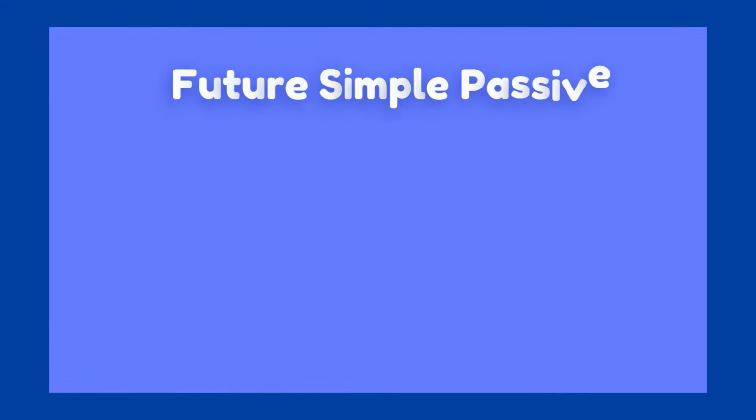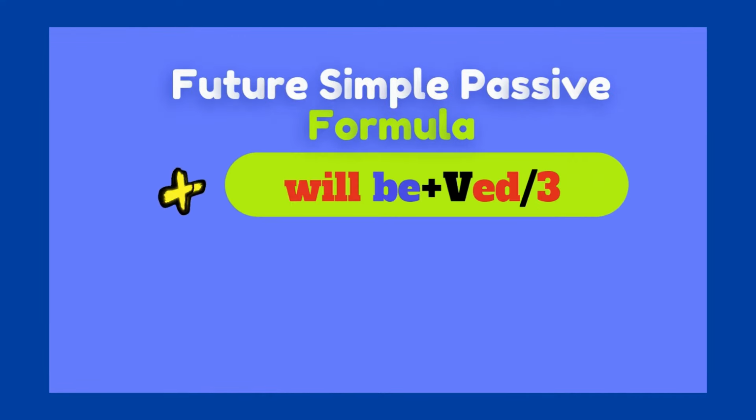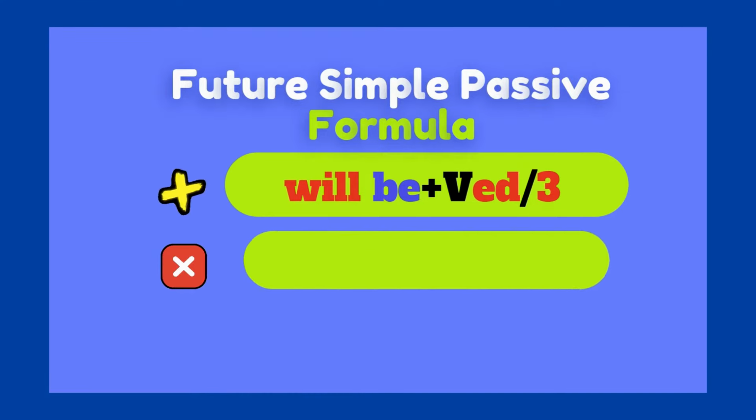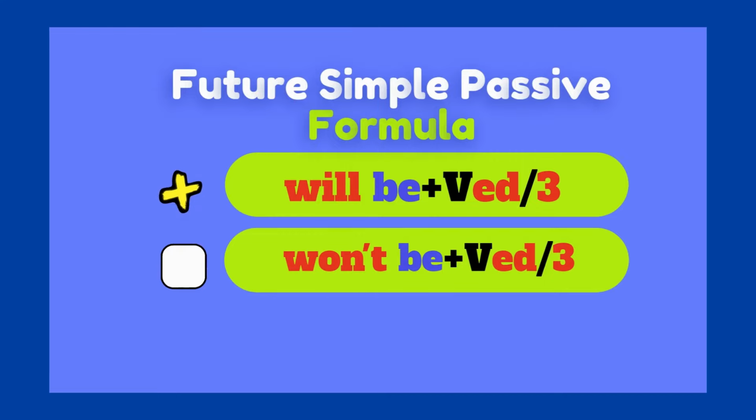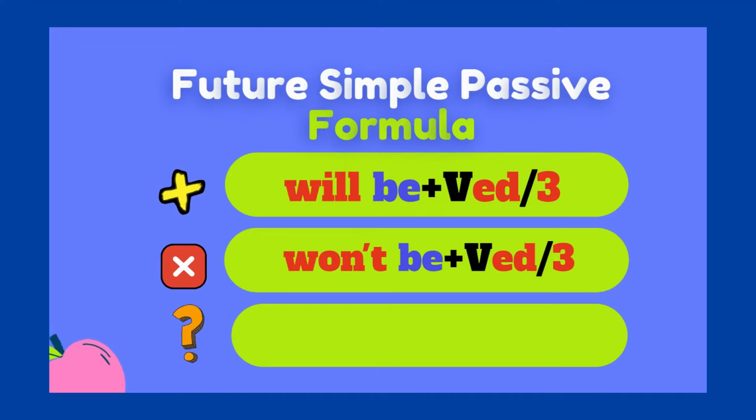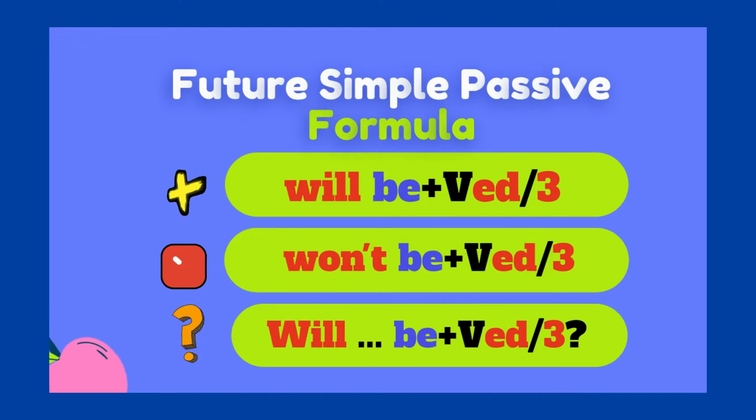Future simple passive. In affirmative sentences we use will, be, plus the verb with the ending ed or in the third form of irregular verbs. In negative sentences we use won't, be, plus the verb with the ending ed or in the third form of irregular verbs. In interrogative sentences, questions: will, then subject, then be, plus the verb with the ending ed or in the third form of irregular verbs.